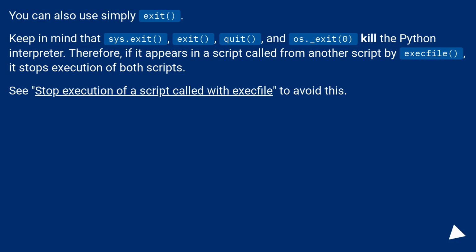Keep in mind that sys.exit, exit, quit, and os._exit(0) kill the Python interpreter. Therefore, if it appears in a script called from another script by execfile, it stops execution of both scripts. See "Stop execution of a script called with execfile" to avoid this.